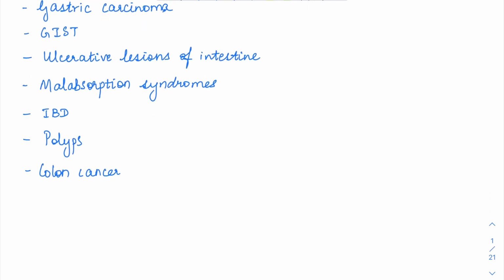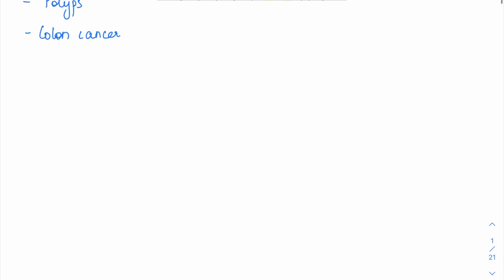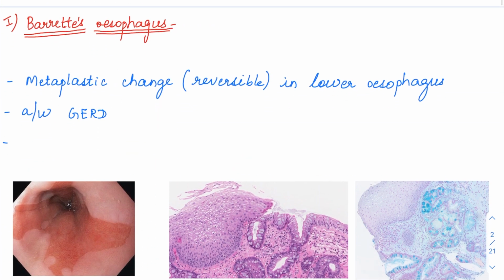Then in intestine, we'll see the ulcerative lesions, the various malabsorption syndromes, inflammatory bowel disease, the various polyps, and colon cancer. So let's start with Barrett's esophagus first.